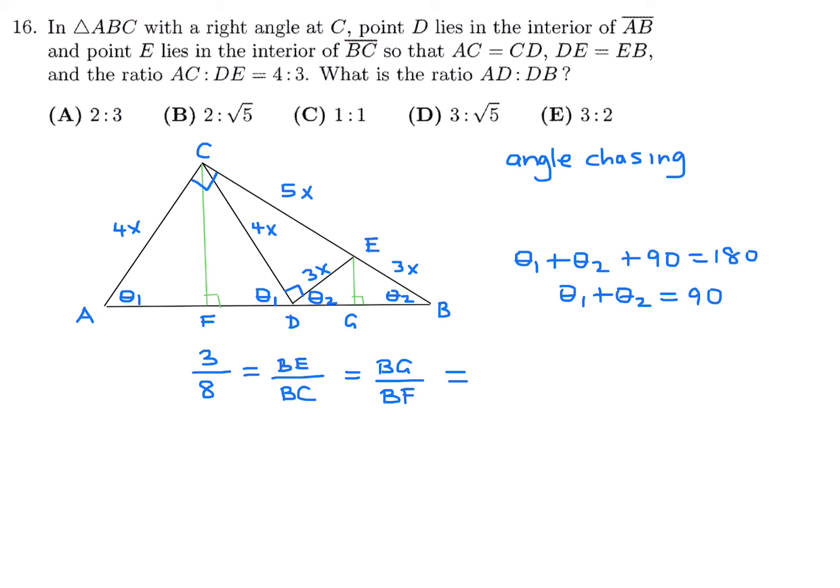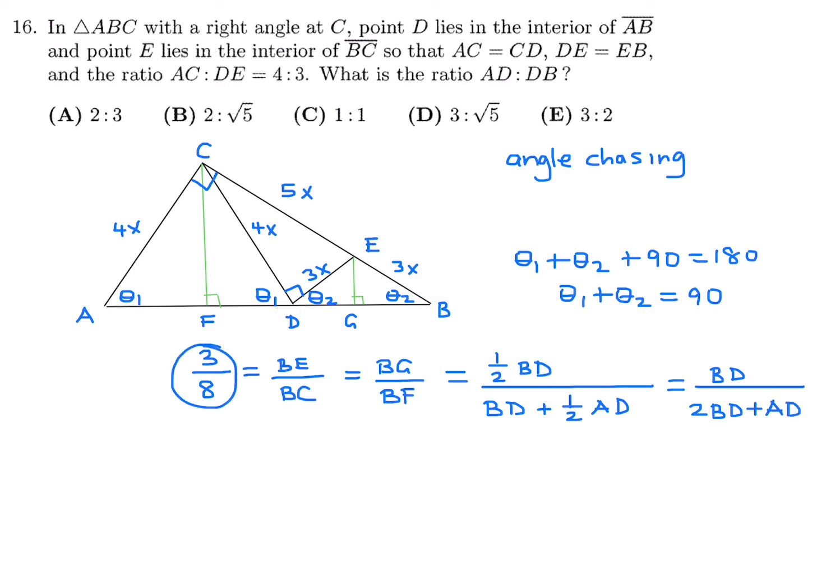Well, BG is a half of BD, because in an isosceles triangle that would chop the side in half. And then BF all the way there would be BD plus a half of AD, which is FD, like that. And then I'll just multiply top and bottom by 2 just to get rid of the fractions. So it would be BD over 2BD plus AD. Okay, so that is equal to 3 over 8.